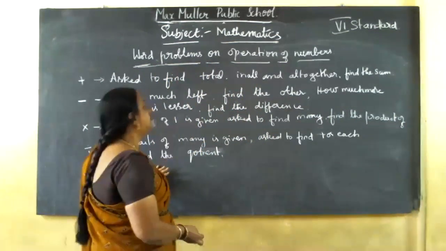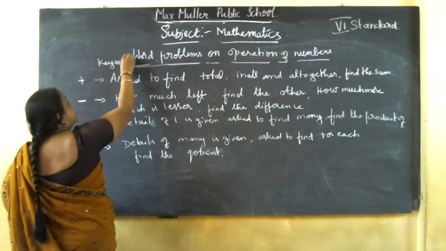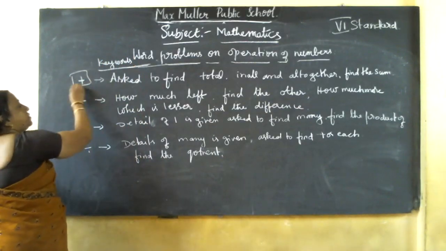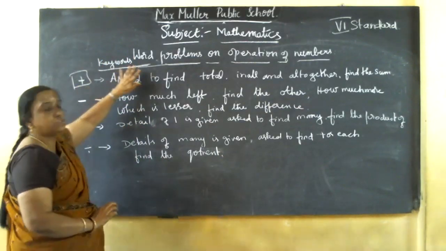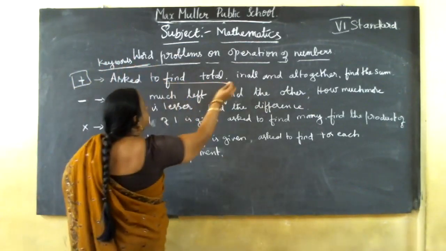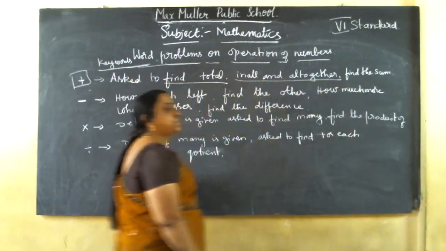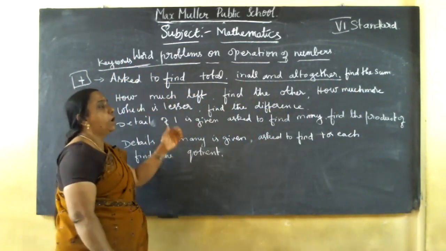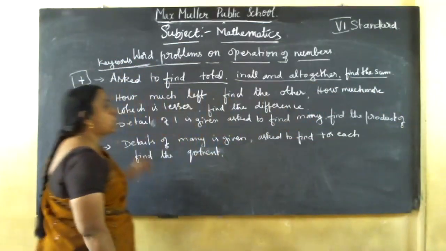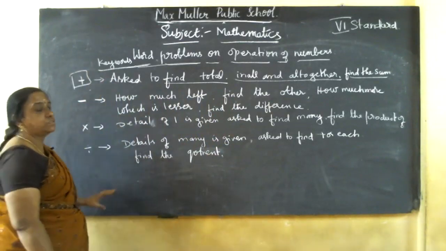Today I'm going to teach some keywords. If you know these keywords, it's easy and you can understand the question and solve it. For example, addition. If in a story problem or word problem they ask you to find the total, what should you do? Add. Then in all, or all together. If the question asks to find in all or all together, what should you do? Add. Find the sum, also addition. So these are the keywords for addition. If you know this, it's easy while solving these statement sums.